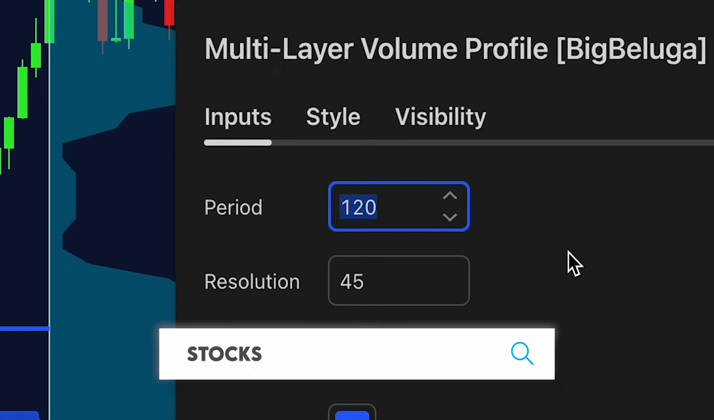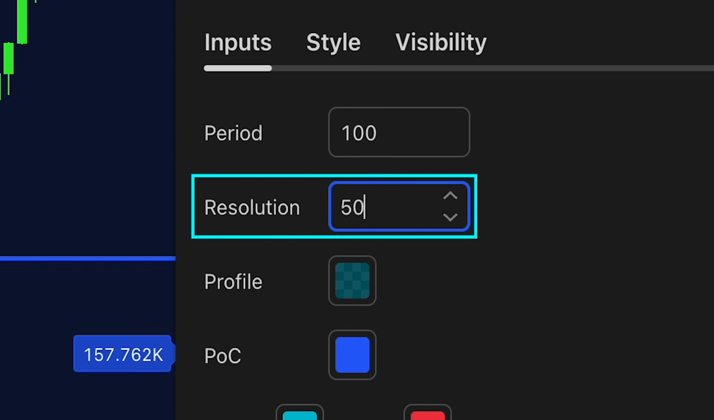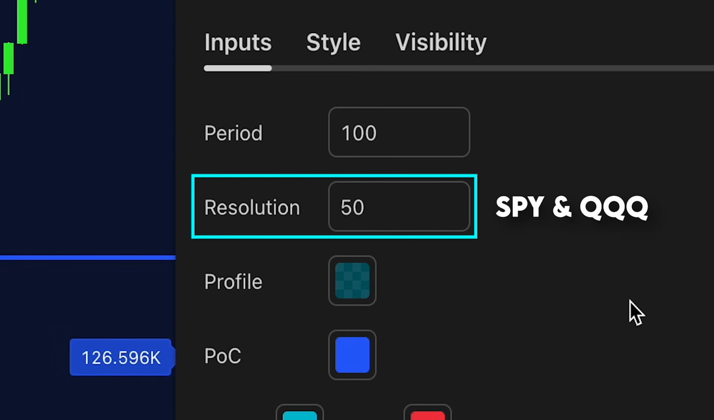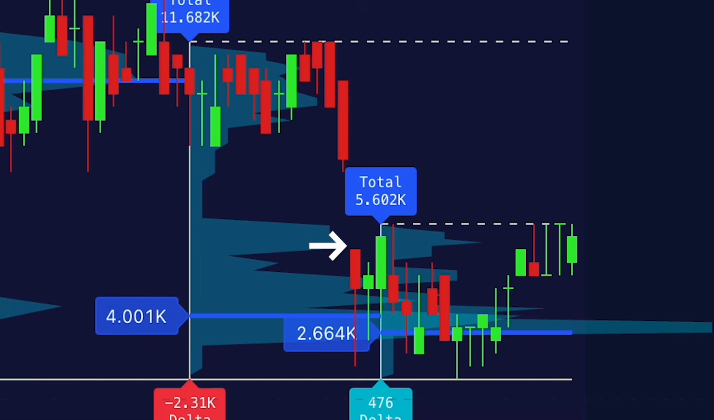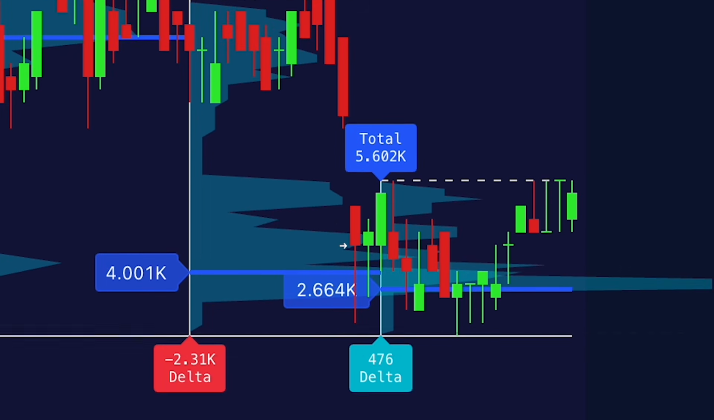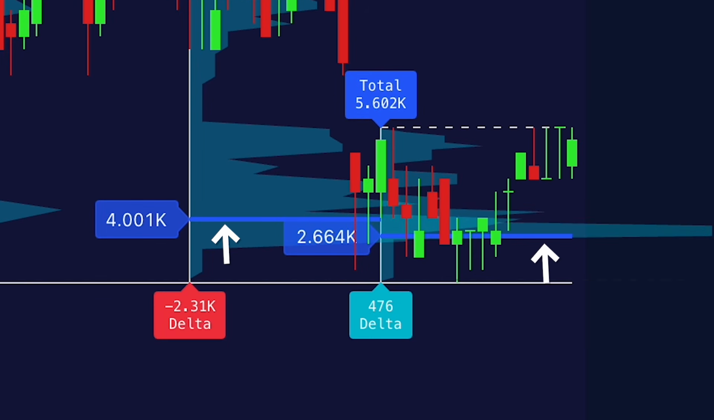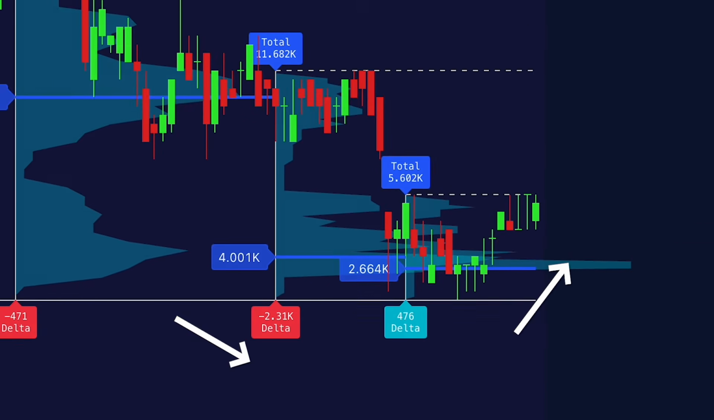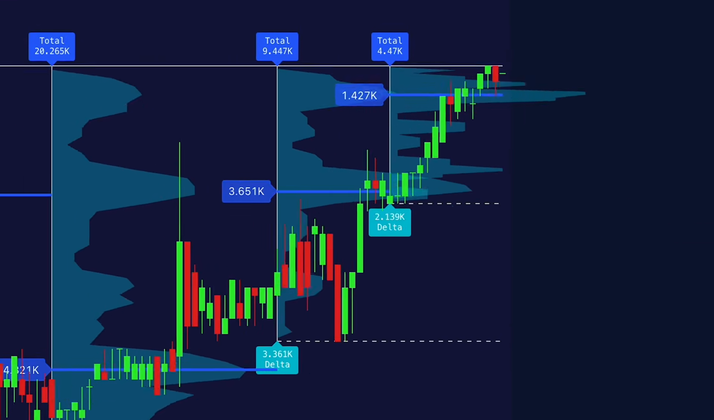For stocks, set length to 100 with bins at 50 for SPY, QQQ, and major indices. Focus on pre-market and post-market institutional positioning revealed in profiles 3 and 4. Delta volume analysis is especially powerful in indices, as institutional program trading creates clear directional signatures.